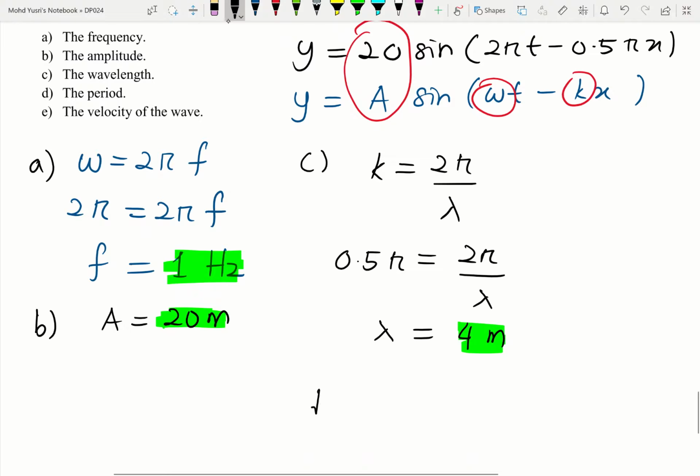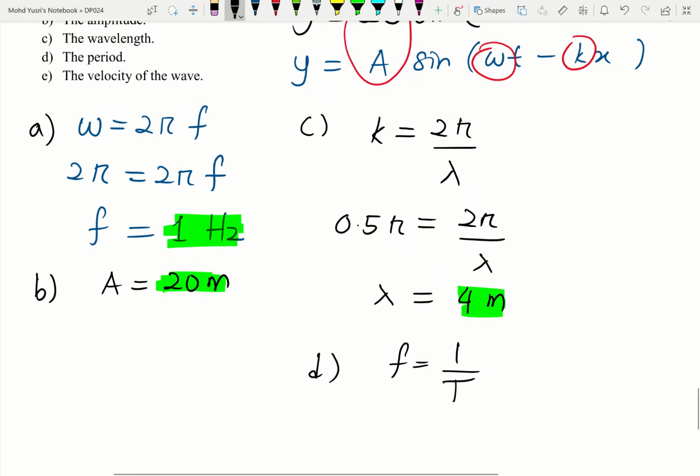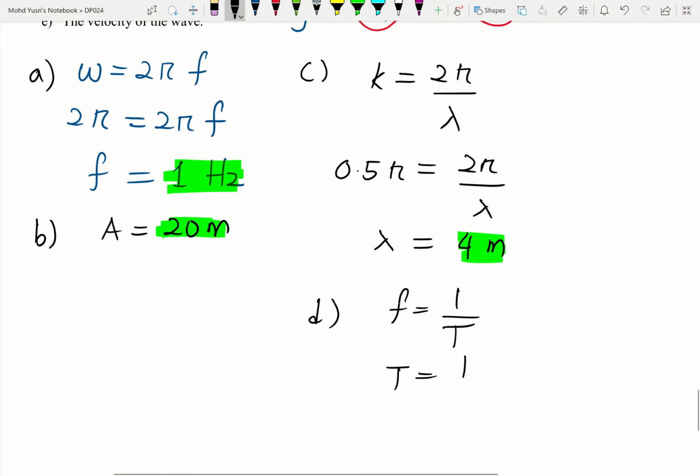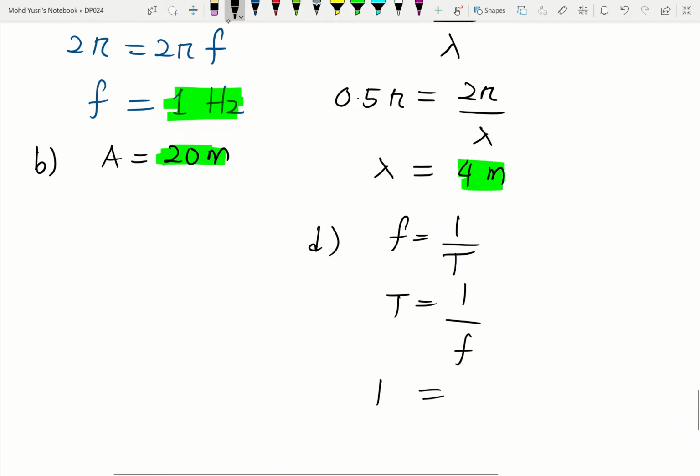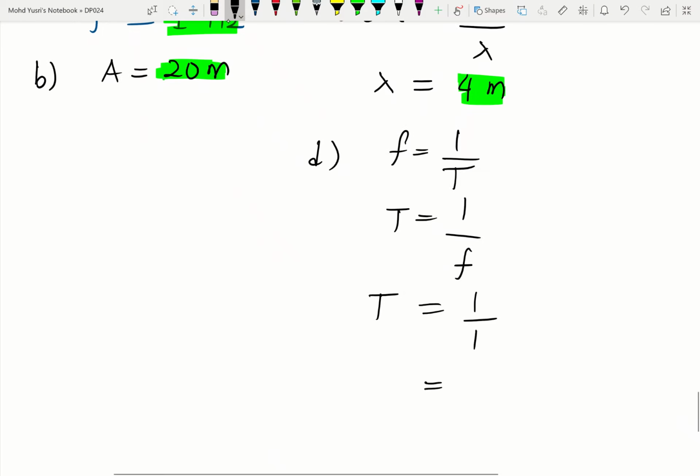And D, A, B, C, D. Okay, what is the period? Okay, so since we already have the frequency, f is equals to 1 over T. Okay, so T is equals to 1 over f. So this question is very strange. So period is 1 over 1. And of course 1 over 1 is equals to 1 second. So make sure you write the correct unit.